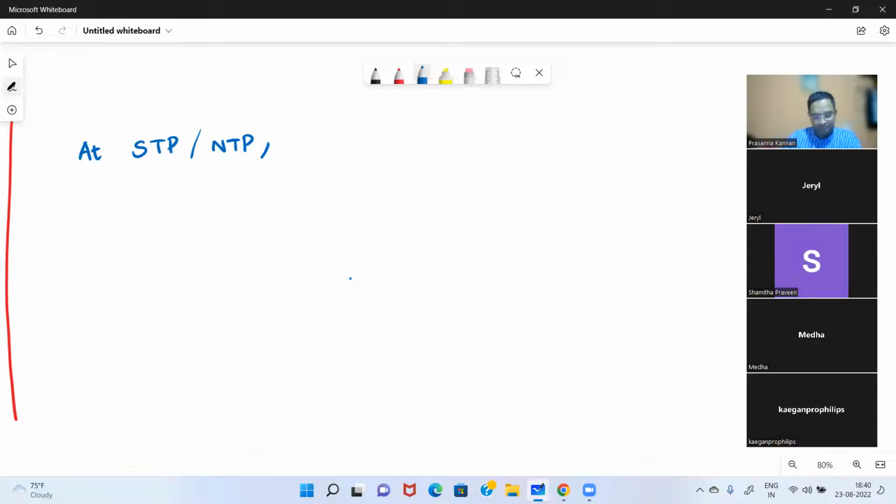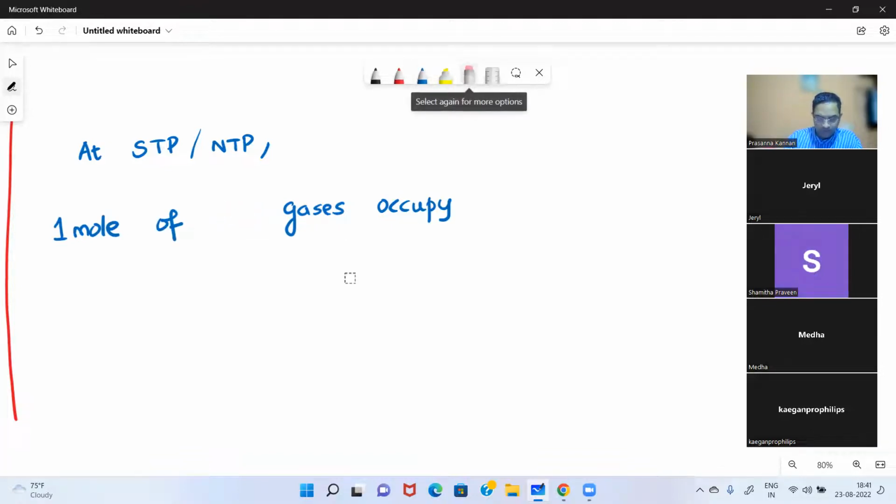So at STP or NTP, all ideal gases, you will understand about ideal gases later, but right now you can say all gases. Presently, take it as all gases. All gases at standard temperature and pressure or normal temperature and pressure occupy equal volumes. If you take an equal number of moles, they will occupy equal volumes. One mole of any gas occupies exactly the same volume. It doesn't matter what the gas is.